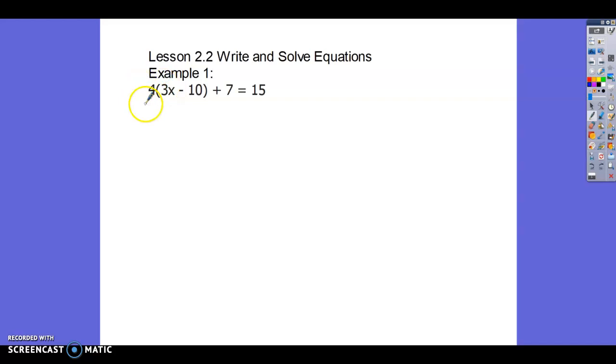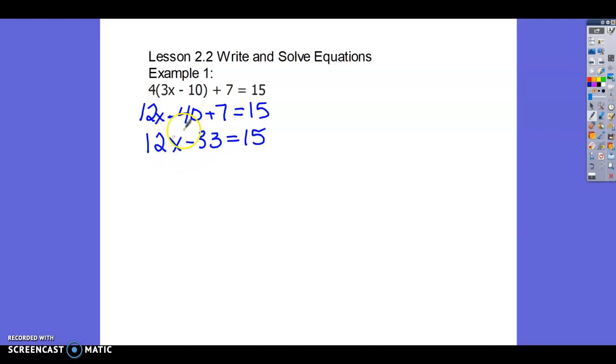So you've got 4 times 3x is 12x. 4 times negative 10 is negative 40. Bring down your positive 7, and that equals 15. All right, now we can combine like terms. The negative 40 plus 7 are on the same side, and we can combine those. So let's bring down our 12x. Minus 40 plus 7 is negative 33. And then bring down the 15.